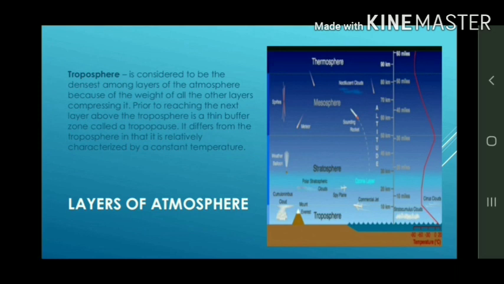Let's proceed to the first layer, the troposphere. It is considered to be the densest among the layers of the atmosphere because of the weight of all other layers compressing it. Prior to reaching the next layer above the troposphere is a thin vapor zone called the tropopause. It differs from the troposphere in that it is characterized by relatively constant temperature.